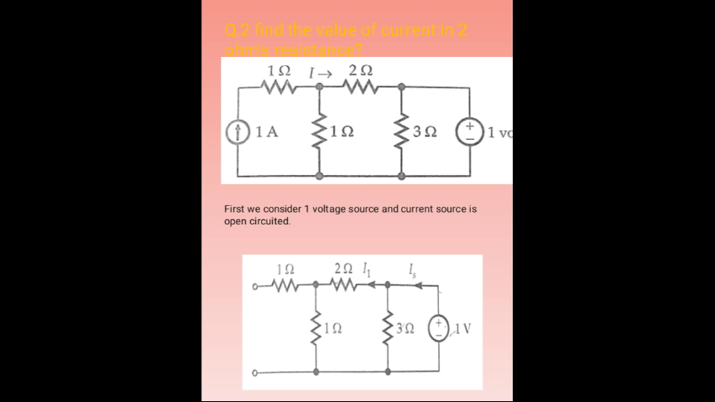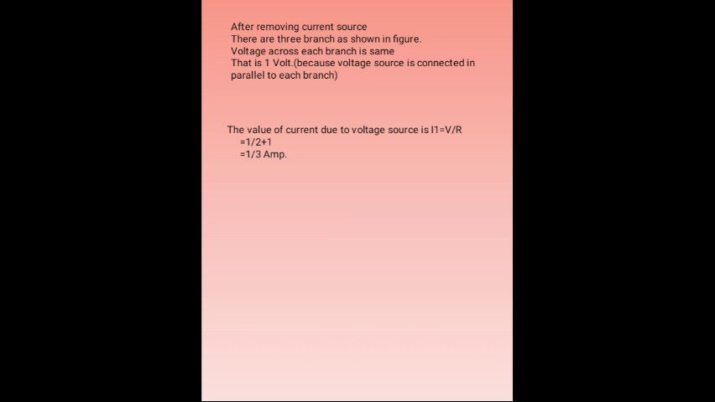Now we look that in the given network there are 3 branches. One branch consists of a voltage source of 1 volt. In the second branch there is a resistance of 3 ohm, and in the third branch two resistances 2 ohm and 1 ohm are connected in series but are in parallel to the source. So the resistance branches are in parallel to the 1 volt source. So directly we can find the value of current I1.